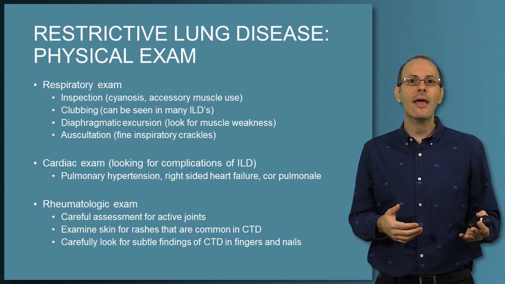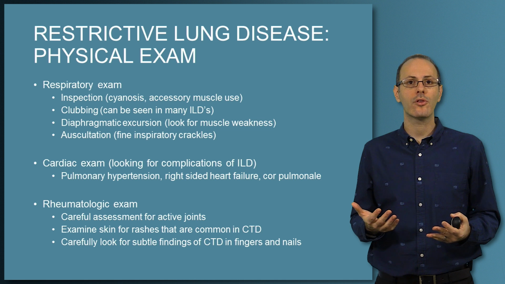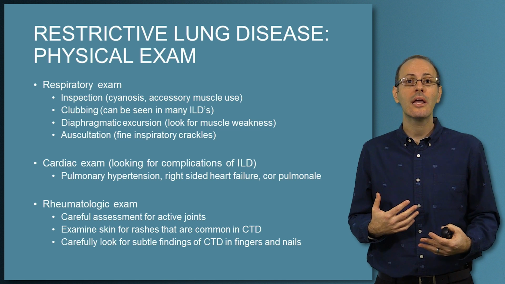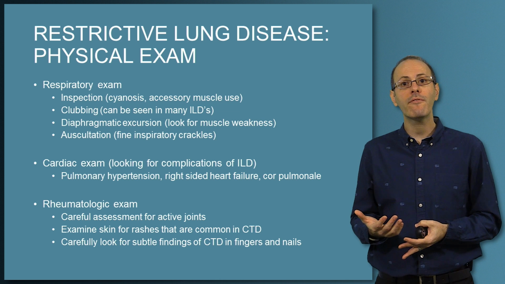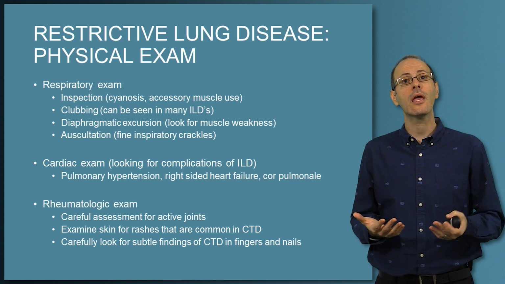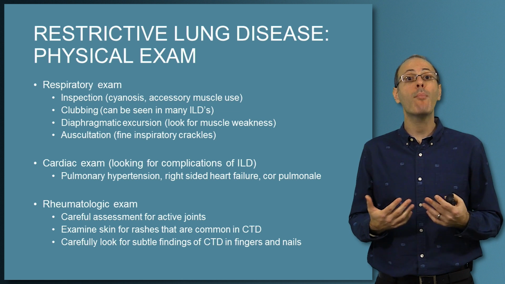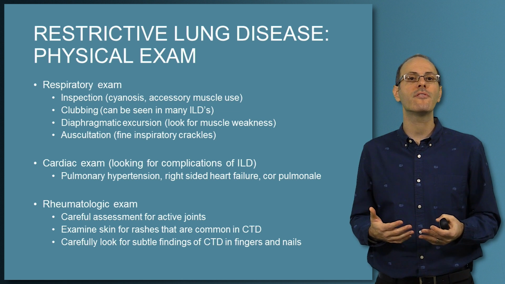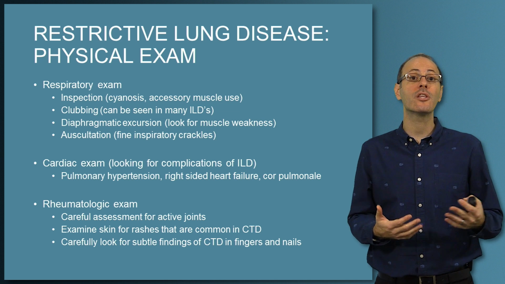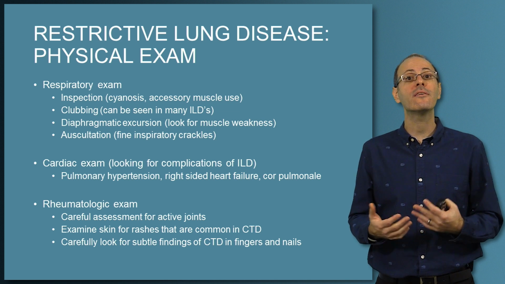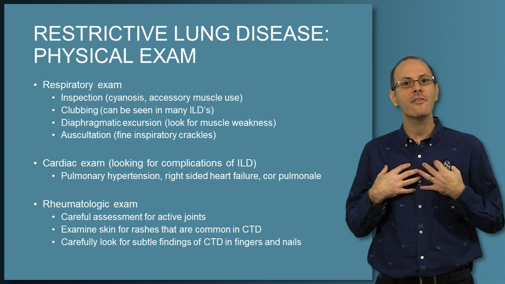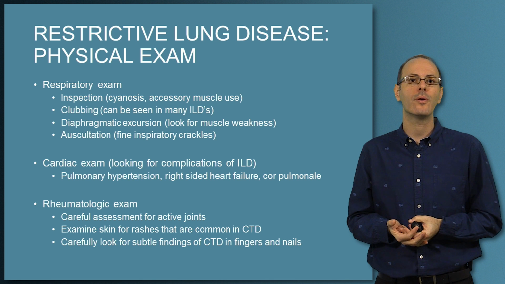We then do a cardiac exam looking for complications of interstitial lung disease. In particular, we're looking for pulmonary hypertension and its sequelae, right-sided heart failure and cor pulmonale. And then finally, in the interstitial lung diseases, it is very important that we do a detailed rheumatologic physical exam, because some patients may not even know that they have an underlying rheumatologic condition, and we may discover it when we're examining them, and that ties together why they have lung disease and possibly some findings in their joints.